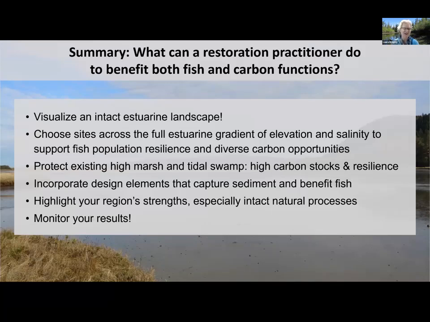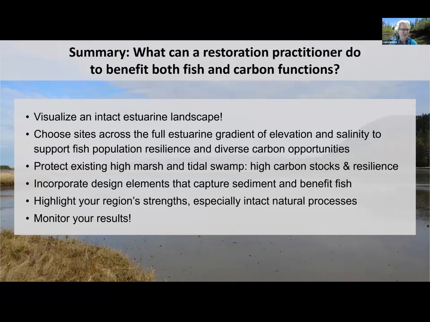So to wind up, what can a restoration practitioner do to benefit both fish and carbon functions? My first recommendation is try to visualize an intact estuary landscape. What did your estuary look like before people made all the alterations that they've made? Then think about choosing sites across the full estuarine gradient of elevation and salinity. That will help support fish population resilience and allow diverse opportunities for both protecting existing carbon stocks and adding new carbon stocks.